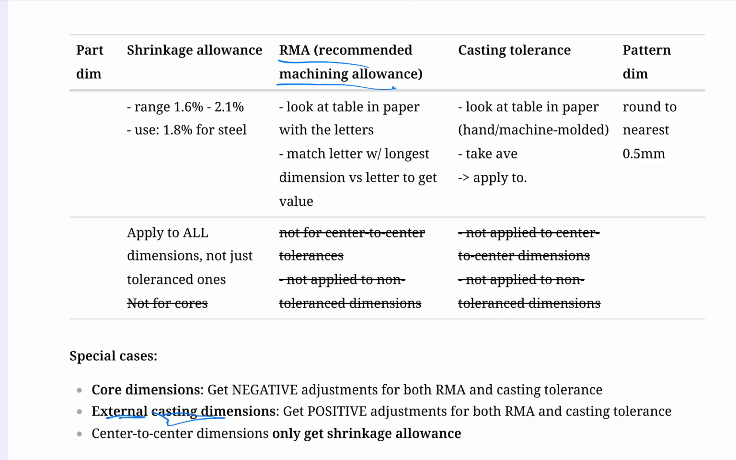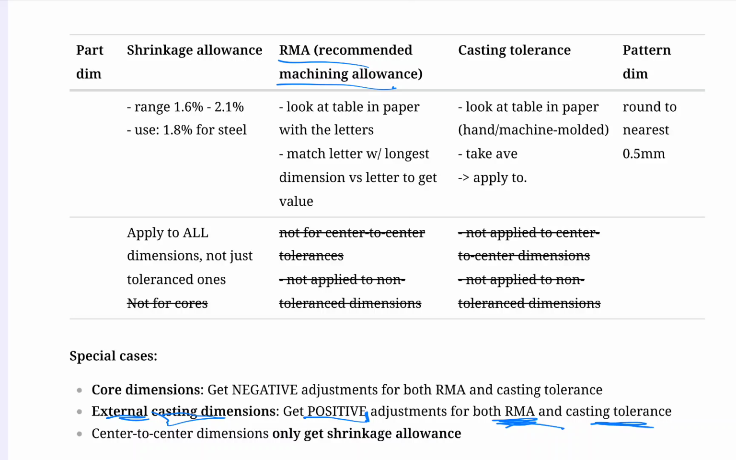For external casting dimensions, you get positive for both the RMA and casting tolerance, and for the RMA, which is the recommended machining allowance, it is positive. Now, what is the value that you must apply? You should look at the table in the paper that has all those letters that usually say things like J to K or whatever, or just individual letters. I can't quite recall. I don't have the papers with me at the moment. I just have this guide. But it is one of the letters.